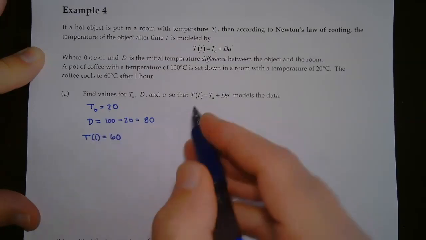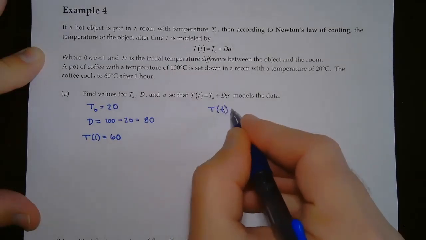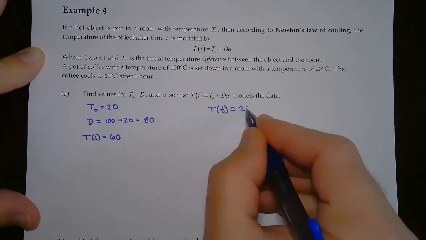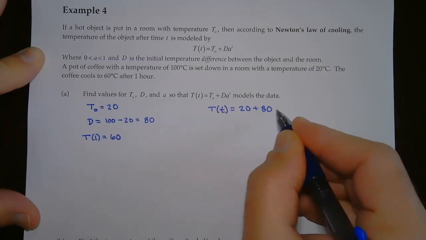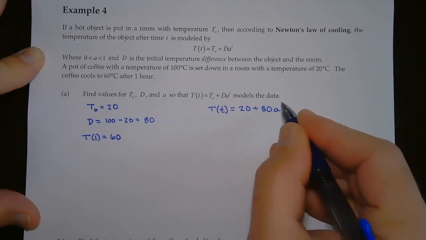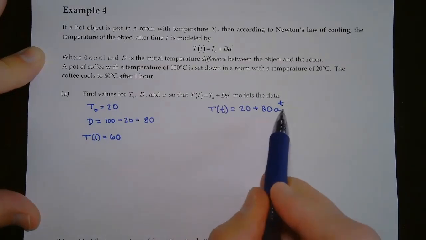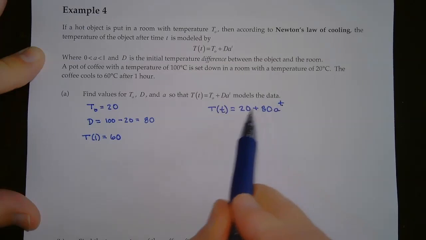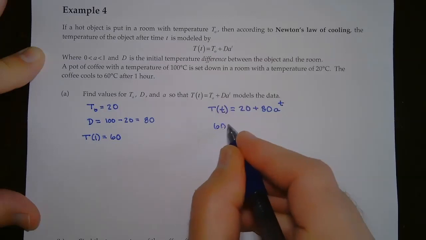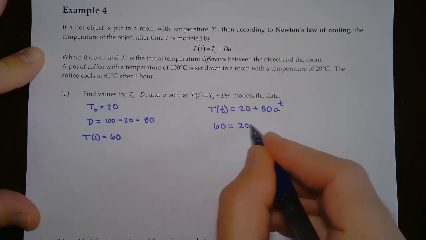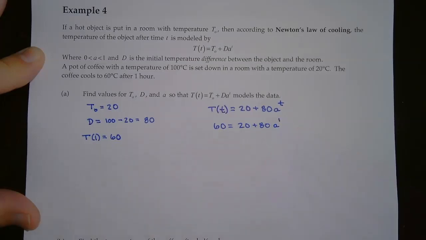We know from these two that capital T, temperature as a function of time, is equivalent to 20 plus 80 times a raised to the t power. Now I know if I put 1 in here, I'm going to get 60 out. So that would mean 60 is equal to 20 plus 80 times a to the first power.